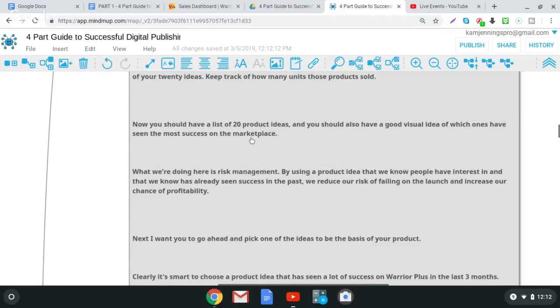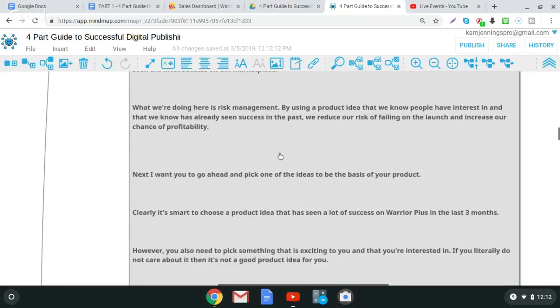Now you should have a list of 20 product ideas, and you should also have a good visual idea of which ones have seen the most success in the marketplace. What we're doing here is risk management. By using a product idea that we know people have interest in and that we know has already seen success in the past, we reduce our risk of failing on the launch and increase our chance of profitability.